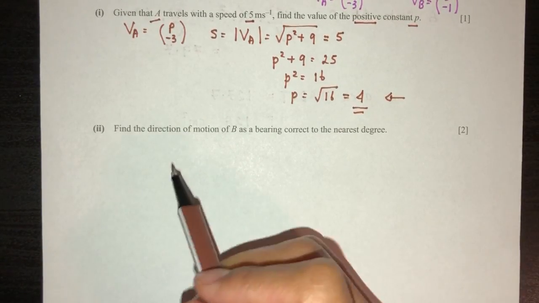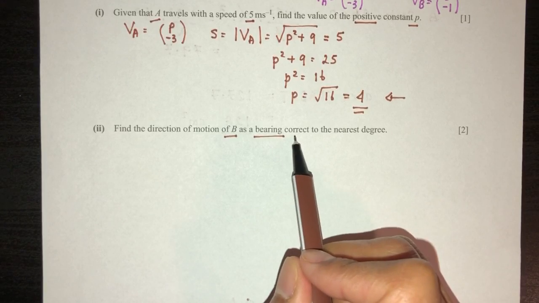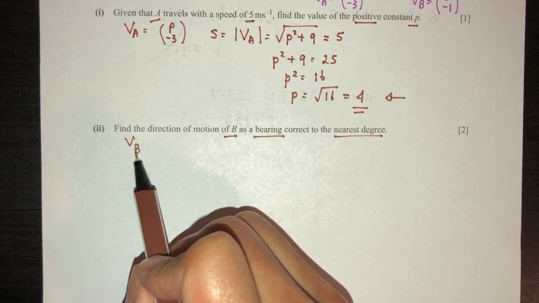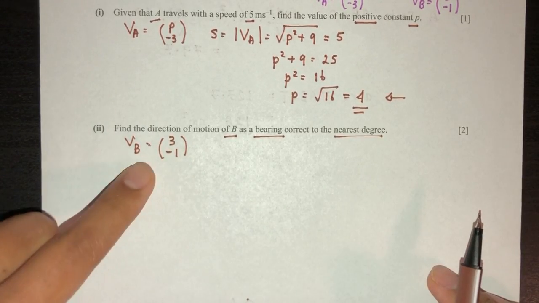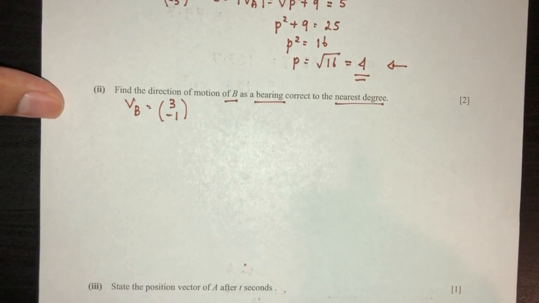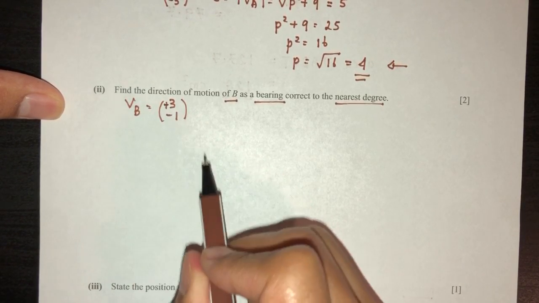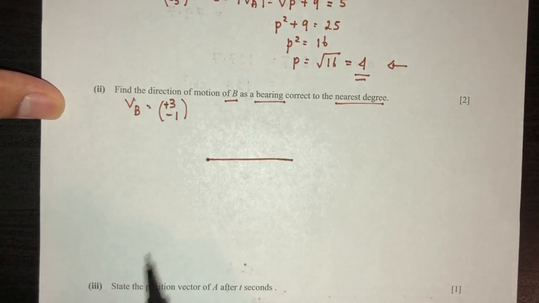Now for part 2, find the direction of motion of B as a bearing correct to the nearest degree. So the motion of B is VB equal to (3, -1). How do you describe this motion? How do you draw this? So 3 is plus 3, so it will be positive from this point. Plus 3 will be in this direction.